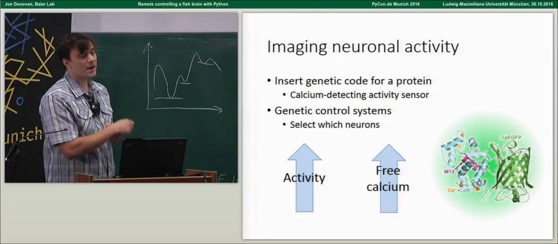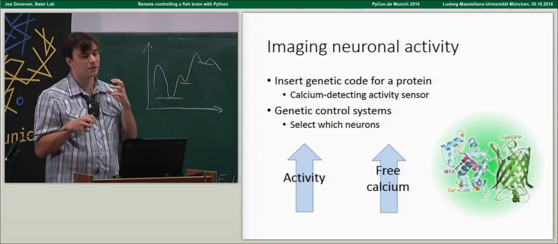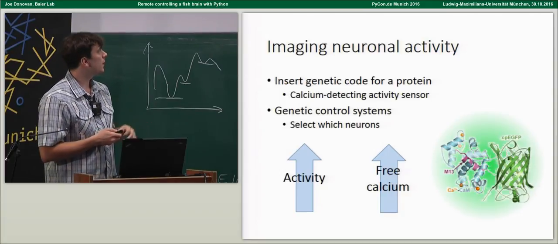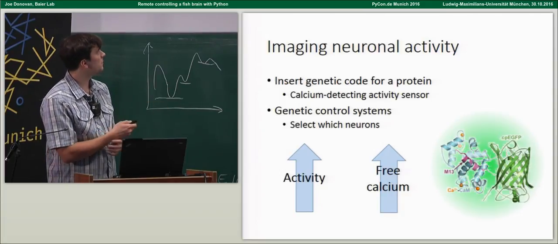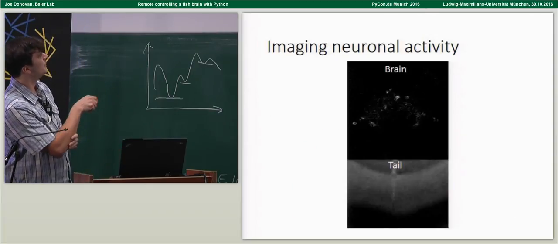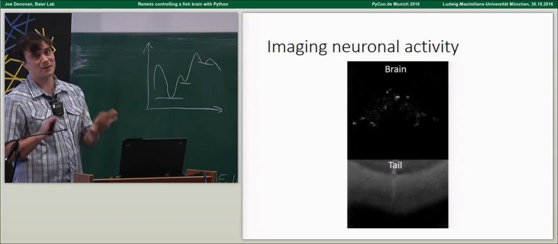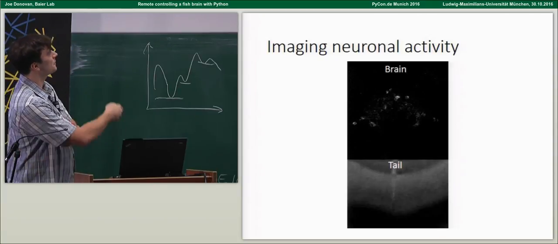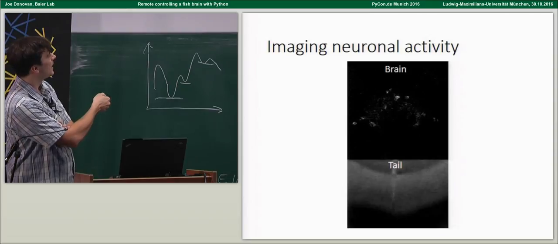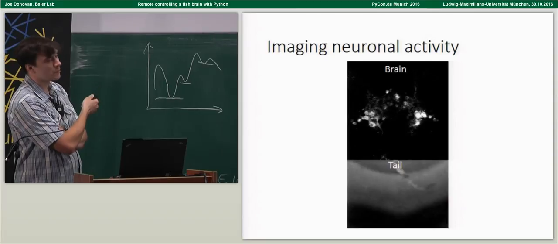And also we have some genetic control systems, so rather than just putting this everywhere in the fish, we can selectively pick groups of neurons or certain brain regions to put this into and just look at the specific subcircuits. So this is the fish brain, specifically the nucleus of the medial longitudinal fasciculus, which is a terrible name, and I won't say it again for the rest of the talk, but that's the region I'm looking in. And here's the fish tail. So you can see that as the fish swims, the brain lights up.